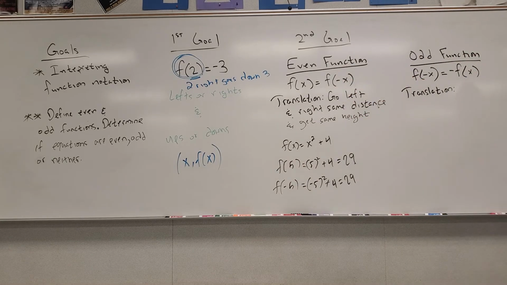All right, let's translate this odd function. What this is saying is if I go left and I go right the same distance, I'm going to get opposite heights. So going left and right the same distance, just like before.